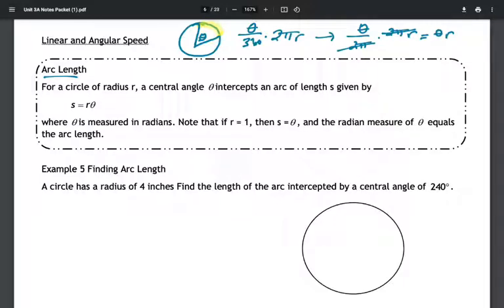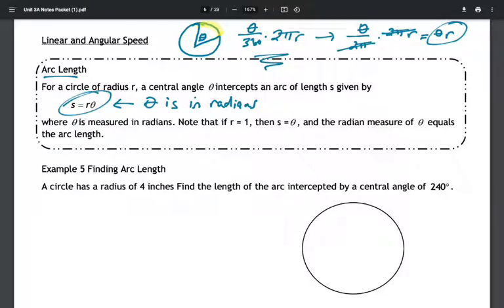All right, so that looks an awful lot like this formula right here that we have. And that's basically how we get it. So as long as theta is in radians, we can use this formula. If theta is not in radians, then you can use this formula. All right, let's do an example 5.